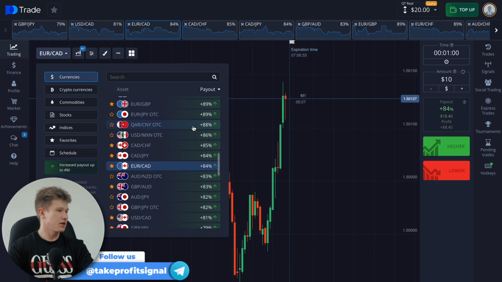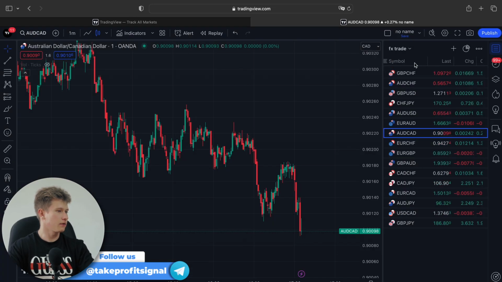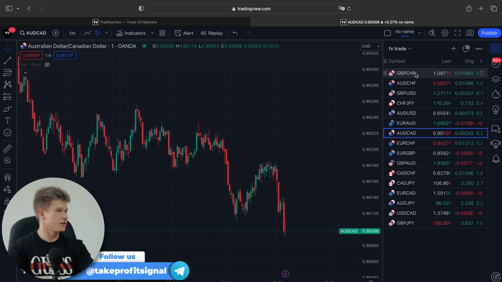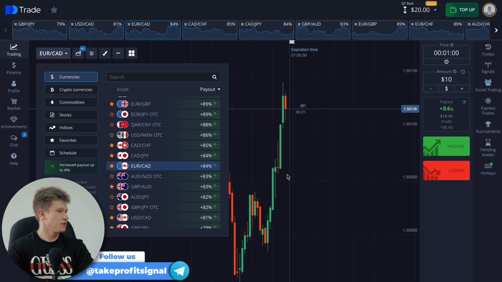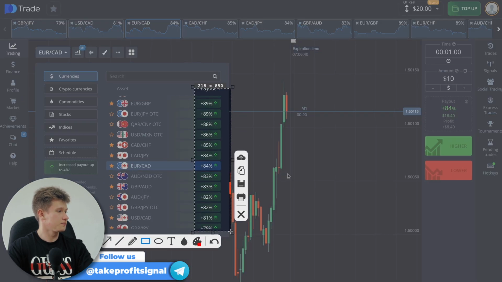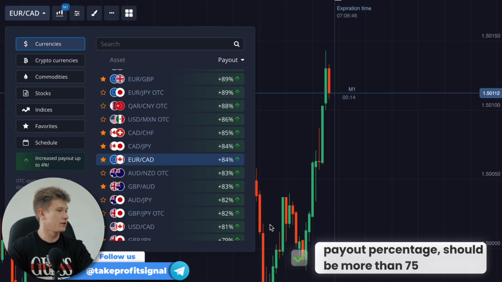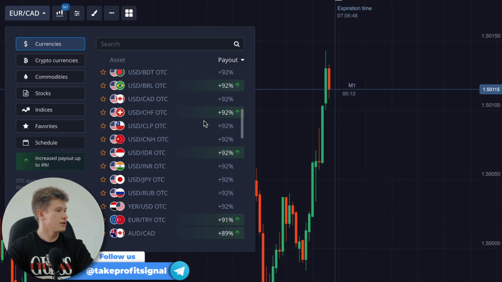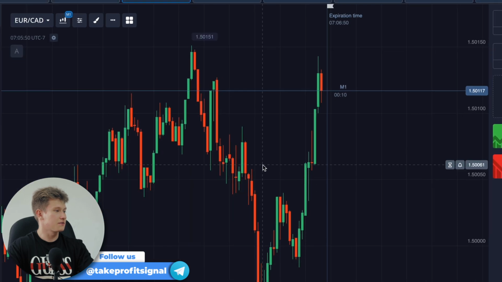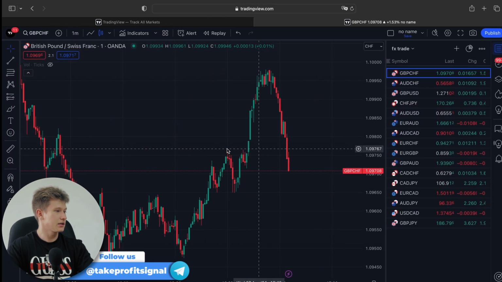So friends, I have added some assets to work with. I think there are more than 10 currency pairs here. For sure, that's enough for us for now. Pay attention to the payout percentage. It should be more than 75, or at least 70%. So, only trade during active times. And let's get down to practice.